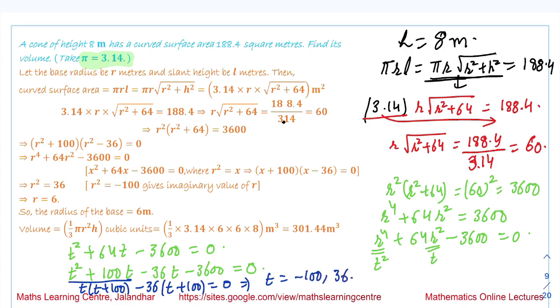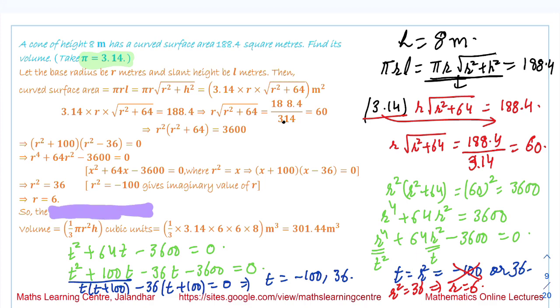So what we have substituted? We have substituted t is equal to r square is equal to minus 100 or 36. So this minus 100 is not possible. So r square is equal to 36 and this implies r is equal to 6 units. So what we have obtained is that the radius of the base is 6 meters.